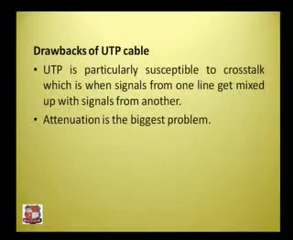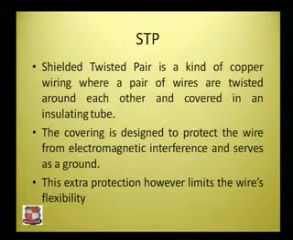There are certain drawbacks of this UTP cable. It is particularly susceptible to crosstalk, which, like I defined earlier, is when signals from one line get mixed up with signals from another line. Again, there is an attenuation problem. When you are sending a signal, some part of the signal is lost, it is attenuated, so you are not able to receive the whole signal that you have transmitted. So there is always a loss of information in UTP.